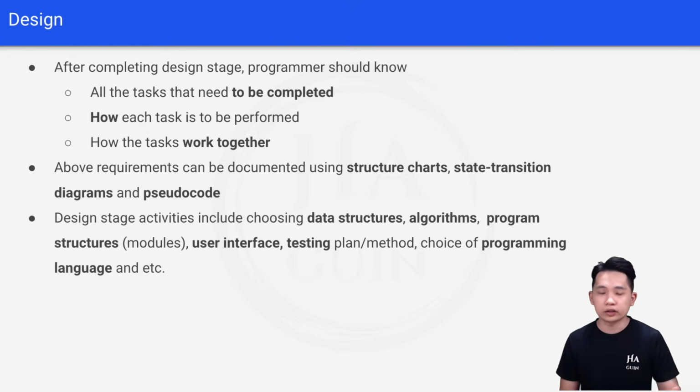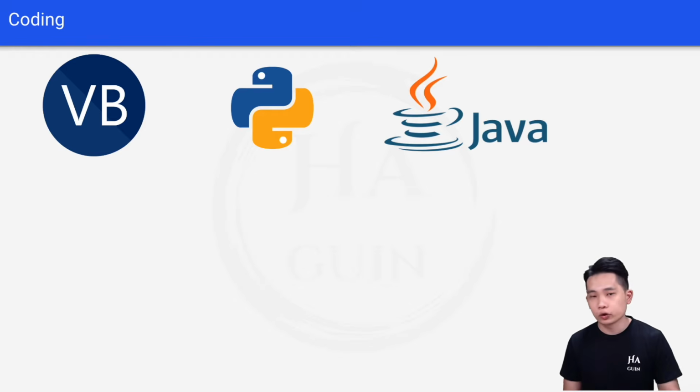Next, design stage activities will include choosing data structures, algorithms, program structures, user interface, testing plan and method, choice of programming language, and etc. And next will be coding stage. So the first symbol is actually Visual Basic Programming Language, and the second will be Python Programming Language, as well as the third one will be Java Programming Language. So these are the main programming languages covered under A-level computer science. And now let's look at what coding stage do.